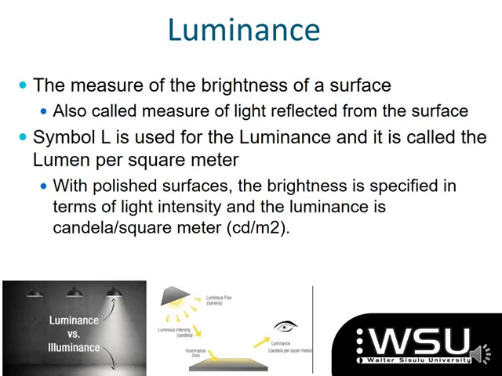So what do I see from the surface? That light that I see is called the luminance. And we use a symbol L for this, which we call a lumen per square meter. And with our polished surfaces, which could be glass or wood, we say that the brightness is specified in terms of our light intensity. And the luminance is called a candela per square meter.